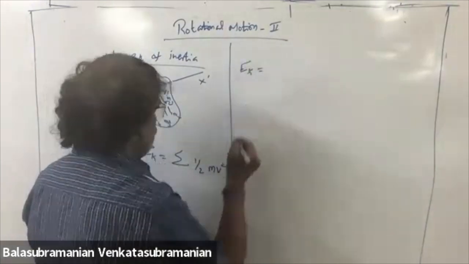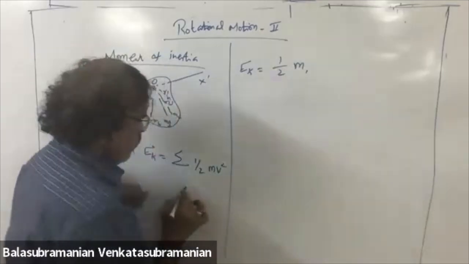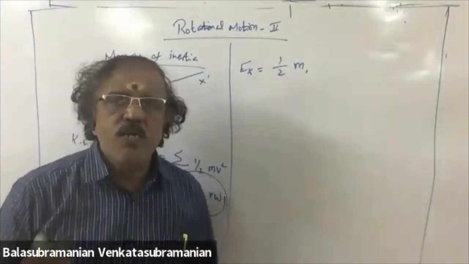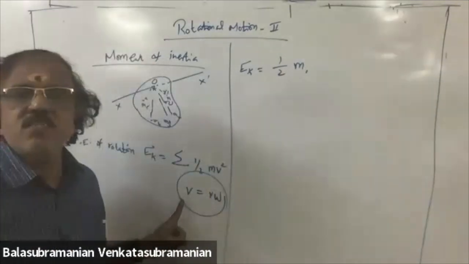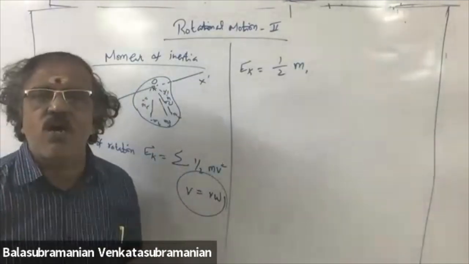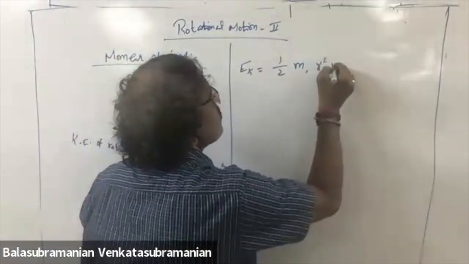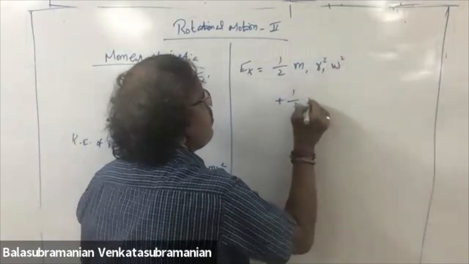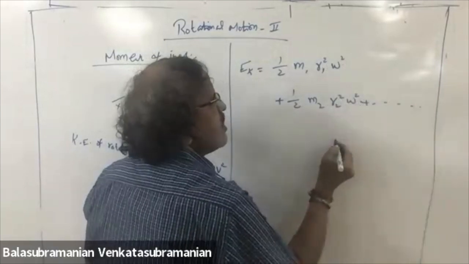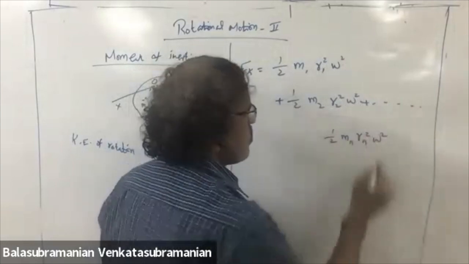EK is equal to half, first particle m1, V is equal to r omega. This is rotational motion. In rotational motion, linear velocity is replaced by the product of angular velocity and the distance r. So we can write V square as r1 square omega square, second particle m2 r2 square omega square, etc., nth particle half mn rn square omega square.